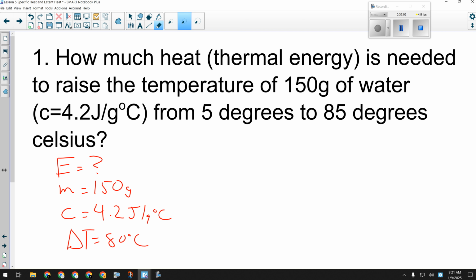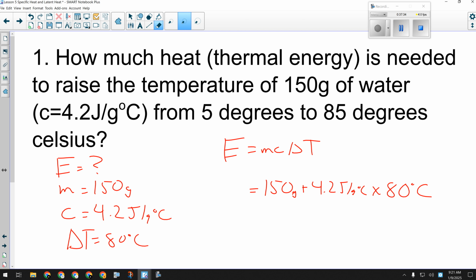Are we going to need to memorize this specific heat capacity? Absolutely not. If you need one, I will give it to you. And for this unit anyway, they're also in the workbook, like on the second page or something like that, is the table of them. So we're going to be using, obviously, E equals m c delta T. We don't have to manipulate it for this one. We're just plugging in the numbers. 150 grams times 4.2 joules per gram degree Celsius times 80 degrees Celsius. I'm plugging in those units here just so you can see that the grams are going to cancel, the degrees Celsius are going to cancel, and I'm going to be left with joules.